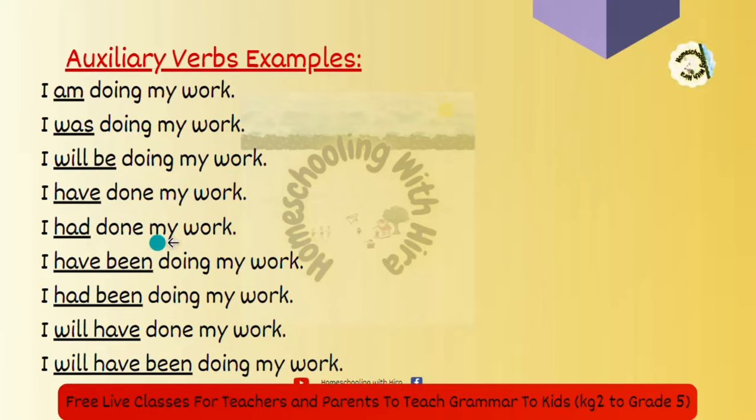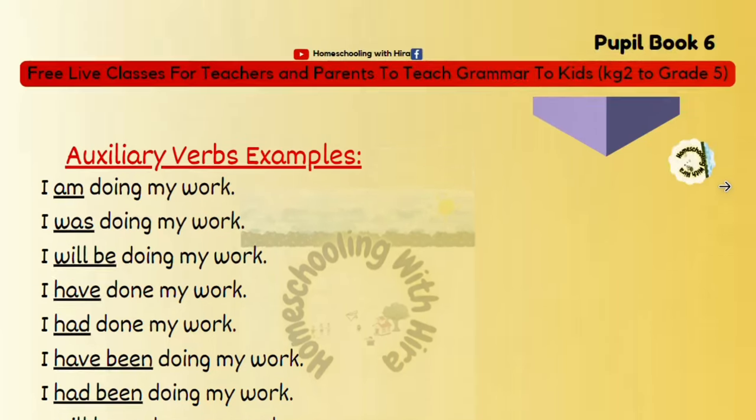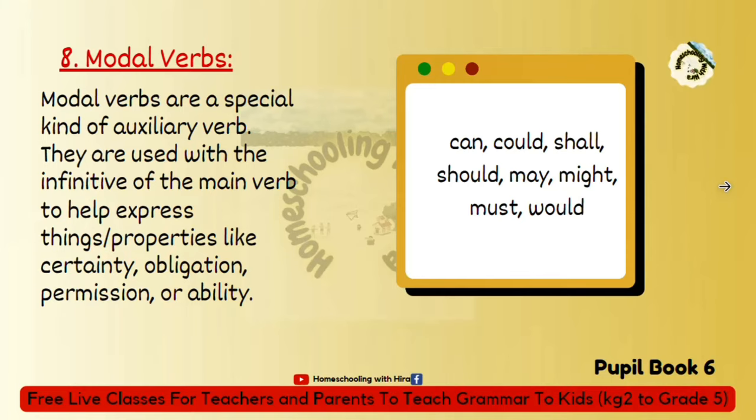I had done my work. Past perfect. I have been doing my work. Present perfect continuous. I had been doing my work. Past perfect continuous. I will have done my work. Future perfect tense. I will have been doing my work. Future perfect continuous. If you want to learn all these tenses, the link to the video is in the description box. Please check that out and learn all the 12 tenses in English along with their uses, structures and many examples. Got it?